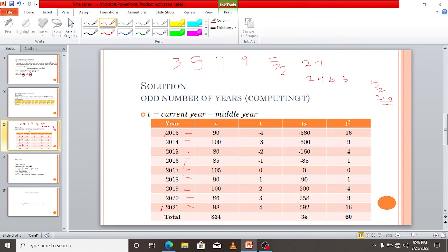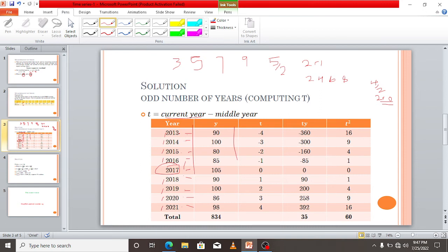So current year, for example, so this is given, this is also given, so we are finding t. T, the formula is for odd numbers, it is current year minus middle year. Okay, what is the current year? The year which you want to calculate t. For example, you are calculating t here, so your current year will be this 2013 minus 2017, and you get negative 4.